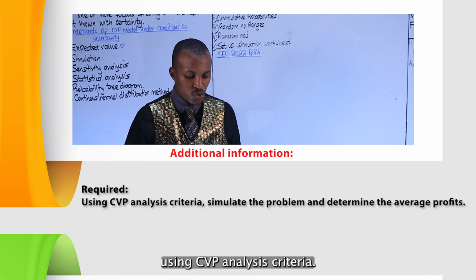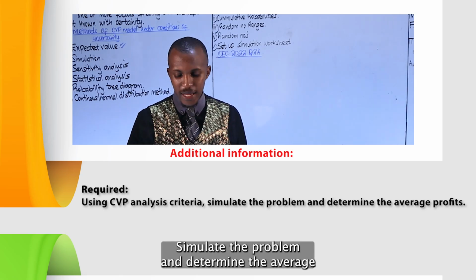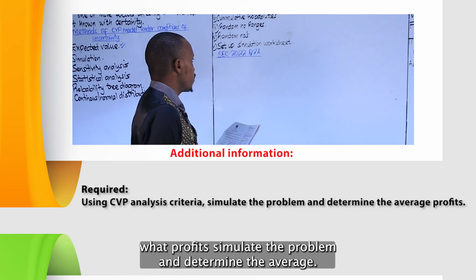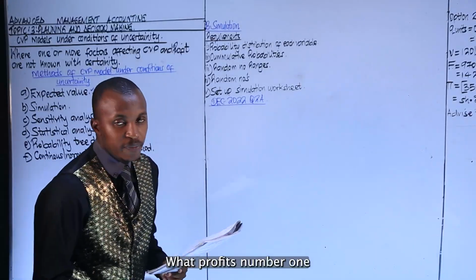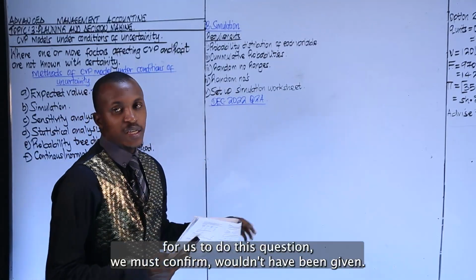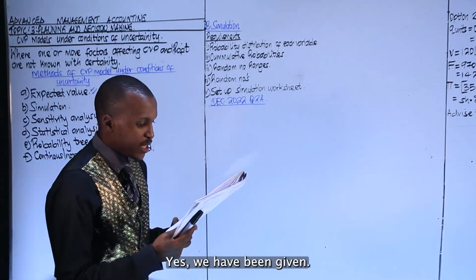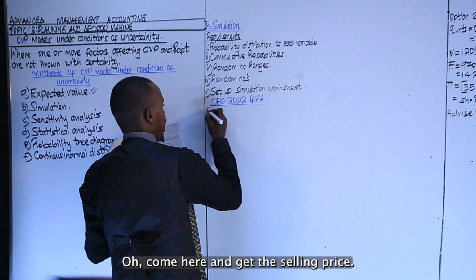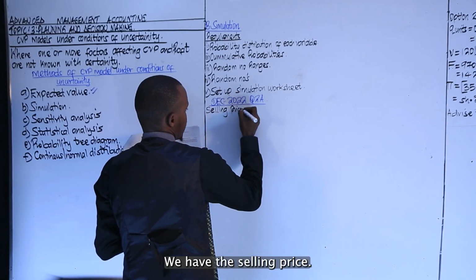Required: using CVP analysis criteria, simulate the problem and determine the average profits. Number one, for us to do this question, we must confirm what we've been given. Have we been given the probability distribution of each variable? Yes, we have been given. So, come here and get the selling price.